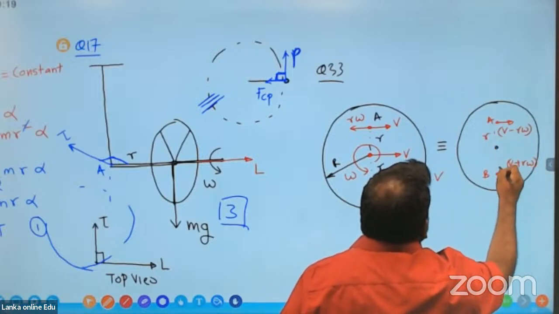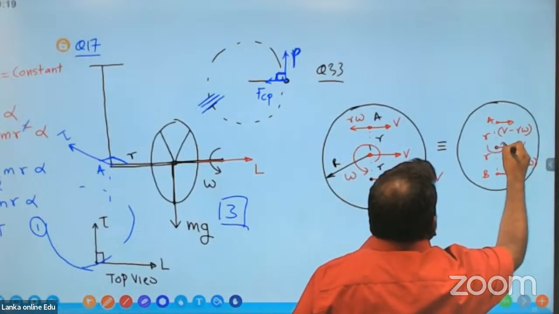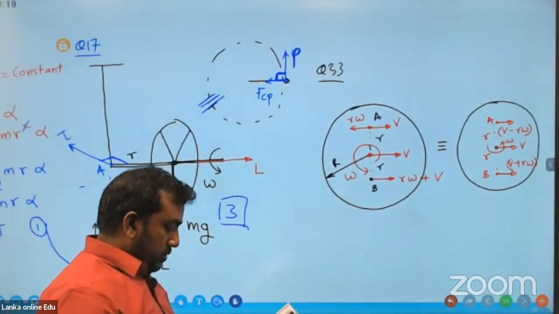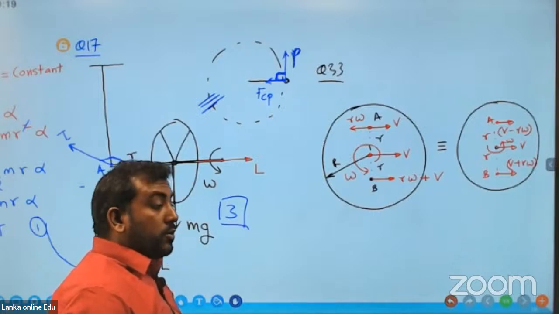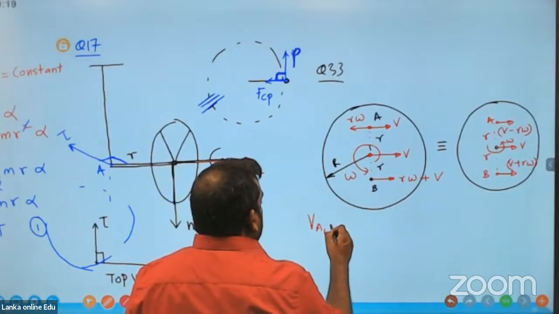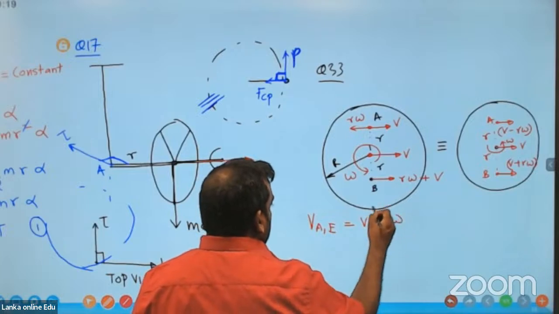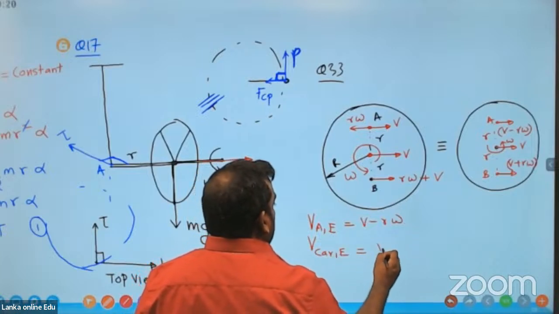All are at a radius R. Here velocity V rotating with omega. There you go. So what are they asking you? Horizontal component of the velocity relative to the vehicle. Velocity of A with respect to Earth. Now I'm looking from Earth. That's V minus R omega. Velocity of the car with respect to Earth, V forward.